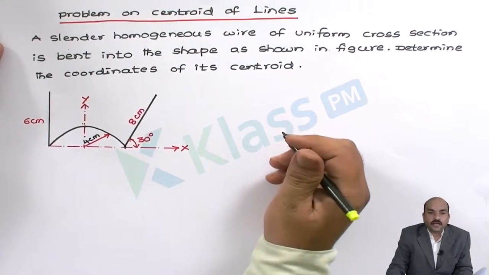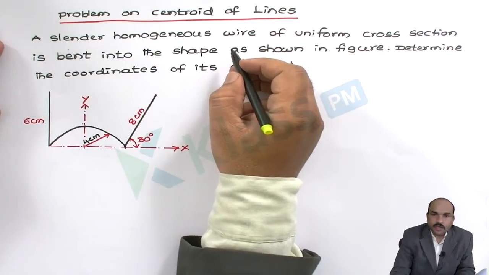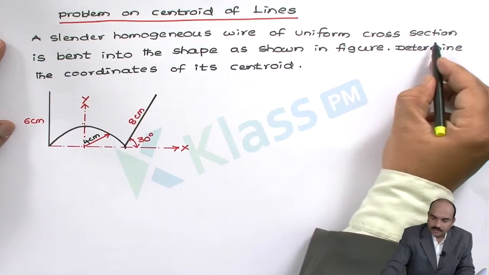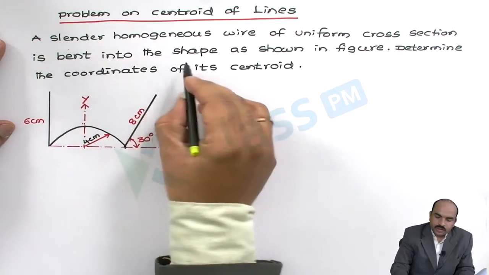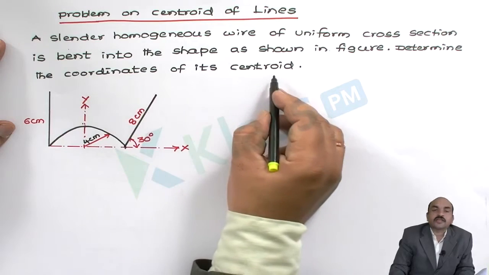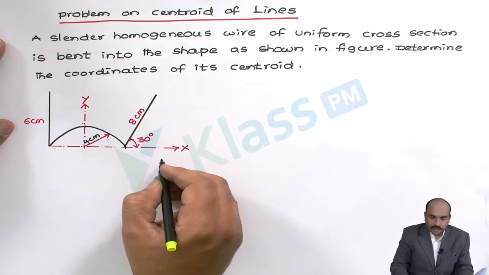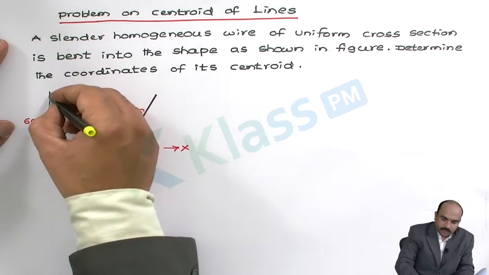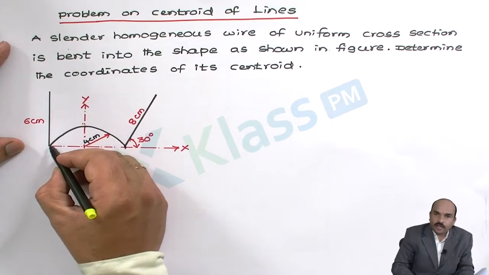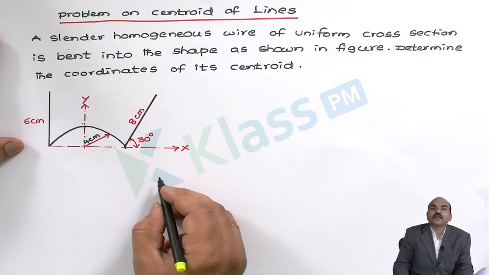Now let us take a centroid problem on lines. This is the given problem. I'll read it. A slender homogeneous wire of uniform cross section is bent into the shape as shown in figure. Determine the coordinates of its centroid for the figure shown below. In the given diagram, there is a vertical straight line, and this is the semicircular arc, which is also a line. Then there is an inclined straight line.